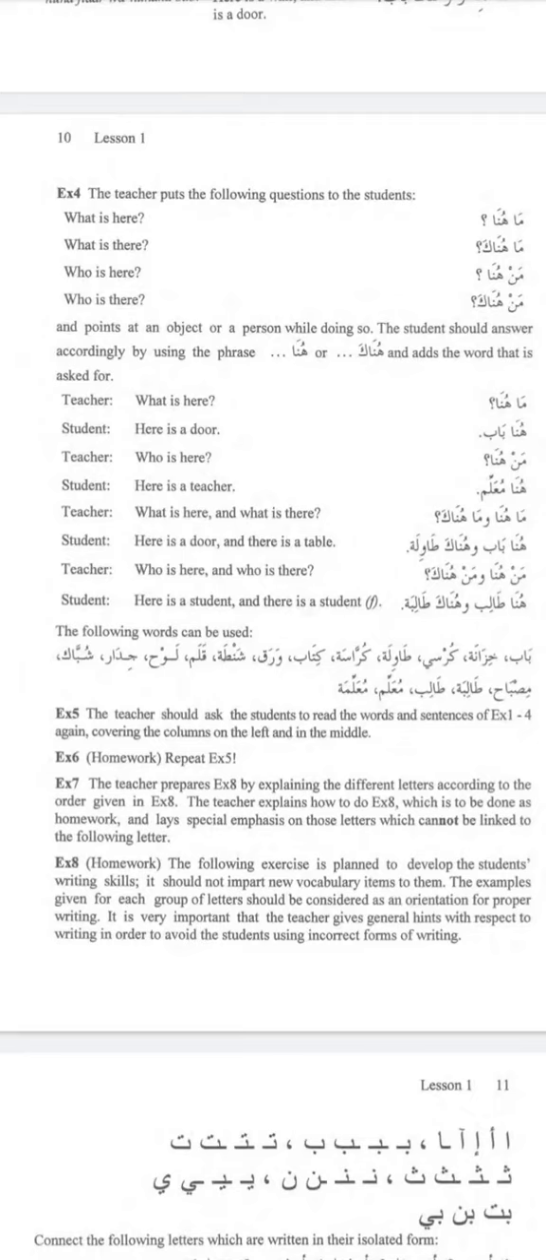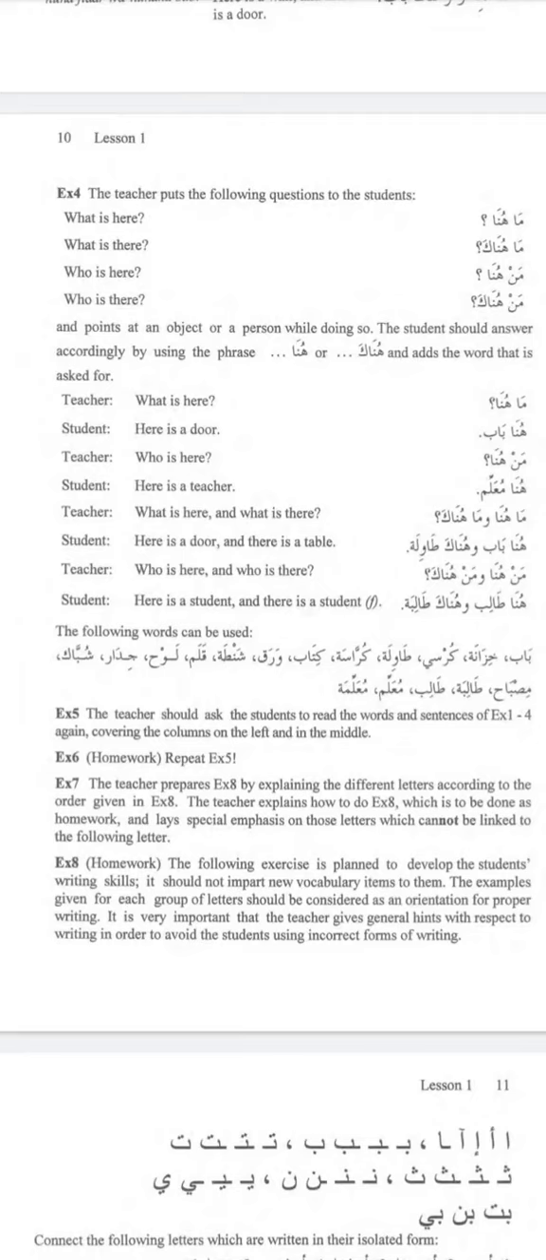Man huna, who is here? Wa man hunaka, and who is there? Who is here and who is there? Huna talib, here is a student. Wa hunaka taliba, and there is a female student. So the following words can be used.